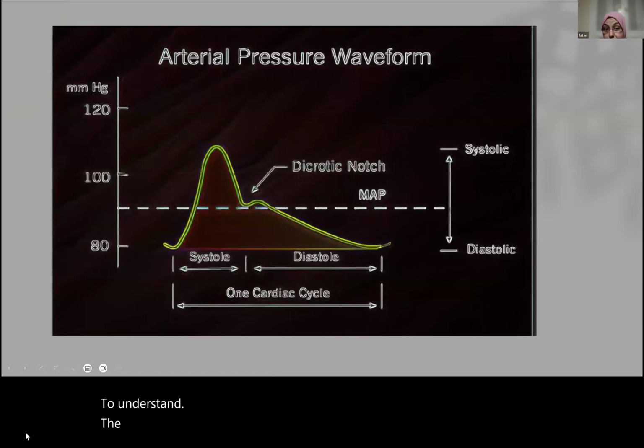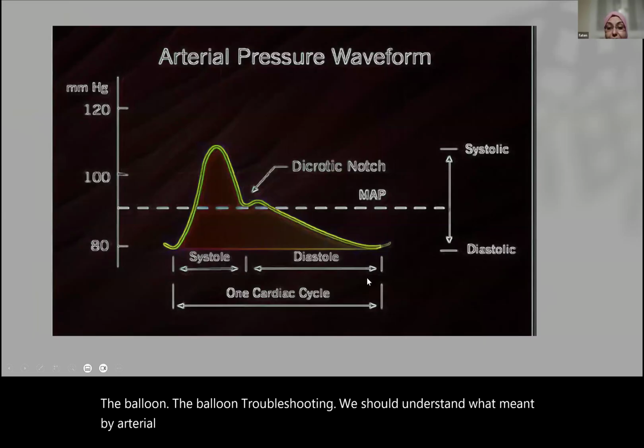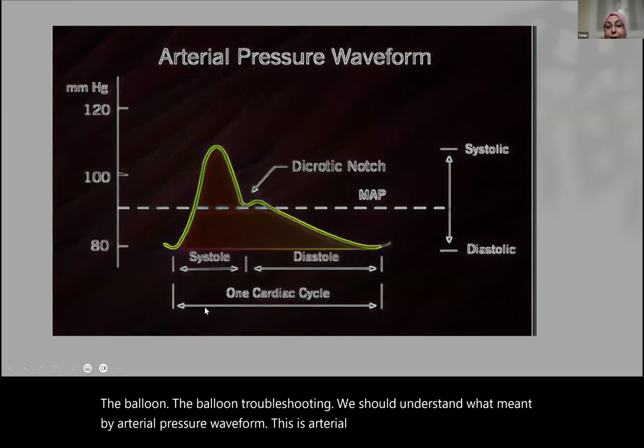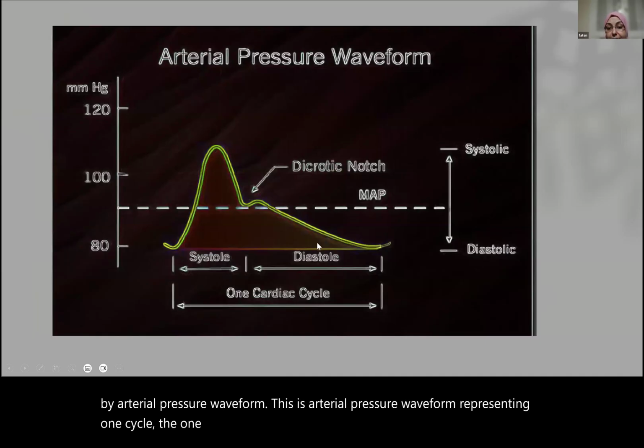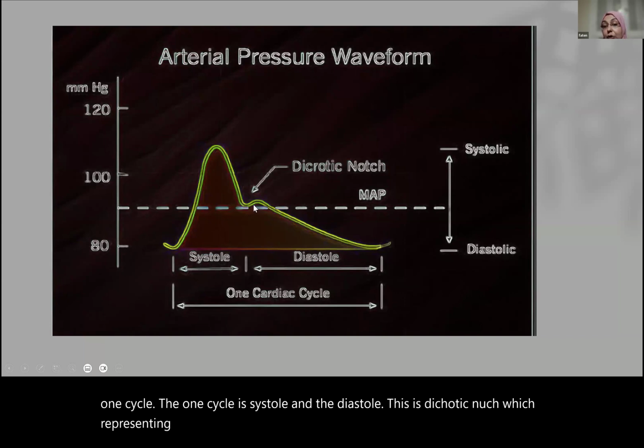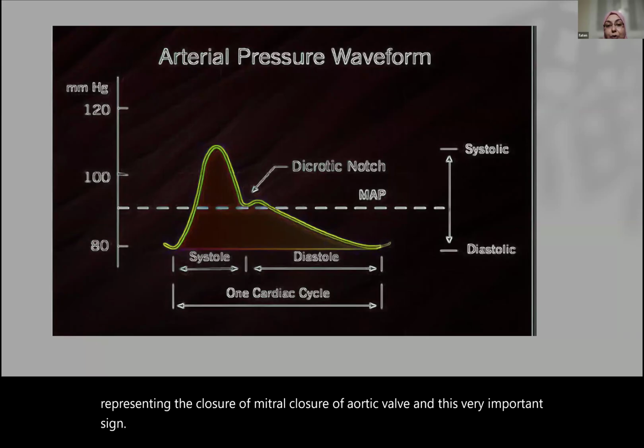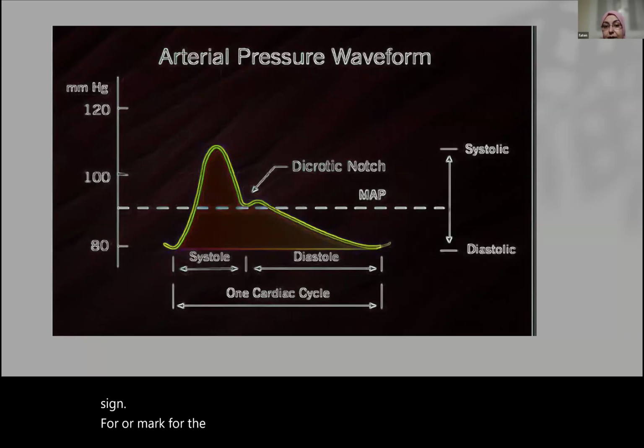To understand balloon troubleshooting, we should understand what is meant by the arterial pressure waveform. This is the arterial pressure waveform representing one cycle. One cycle is systole and diastole. This is the dicrotic notch, which represents the closure of the aortic valve, and this is a very important sign or mark for troubleshooting the intra-aortic balloon pressure arterial pressure waveform.